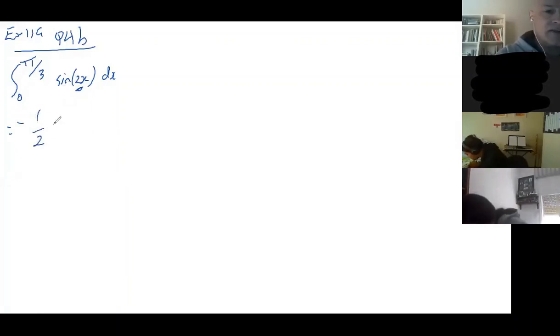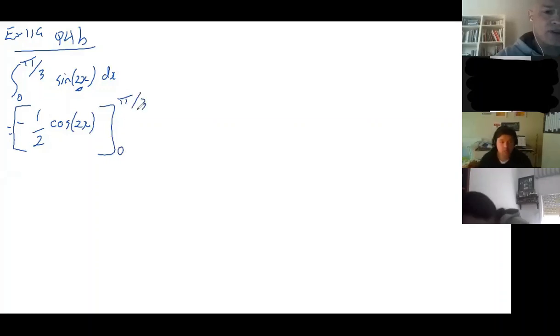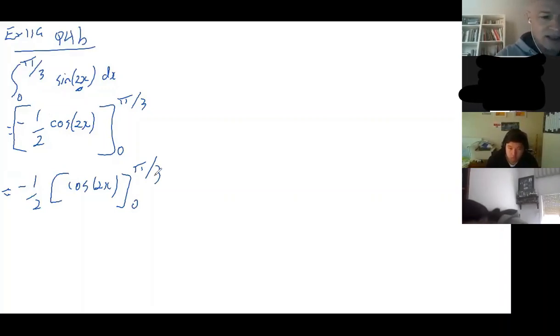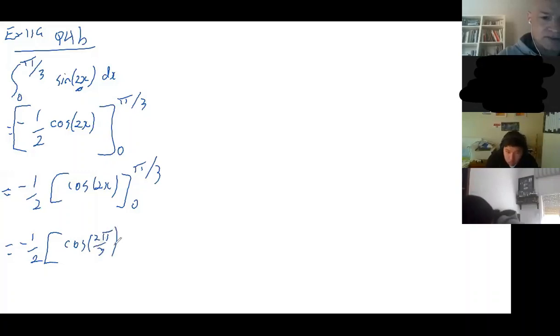Integrate sine, you get negative cos of 2x. Put my square brackets around it between 0 and pi on 3. Okay, I'm going to take out the negative a half. So it's really cos of 2x between 0 and pi on 3. I can take that out. That's just a constant, so we can times it in later. So this becomes negative a half cos 2 times pi on 3, which is 2 pi over 3, minus cos 2 times 0, which is 0.